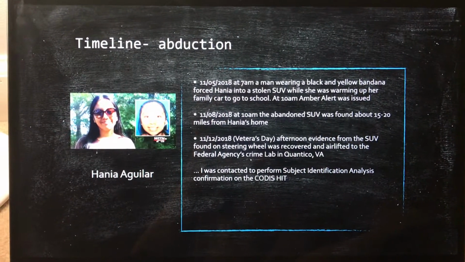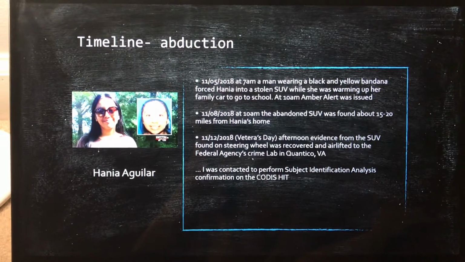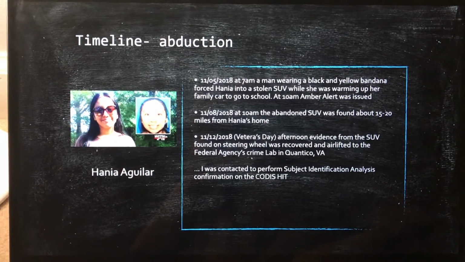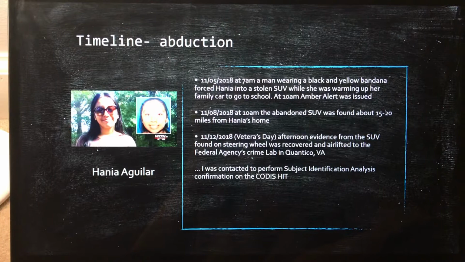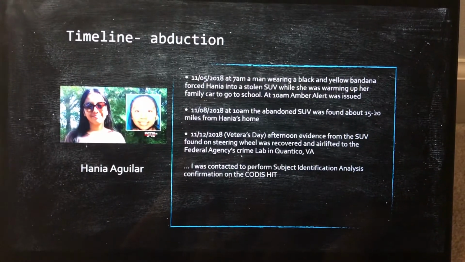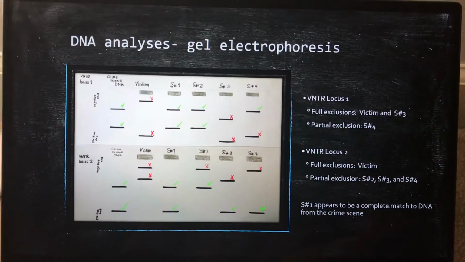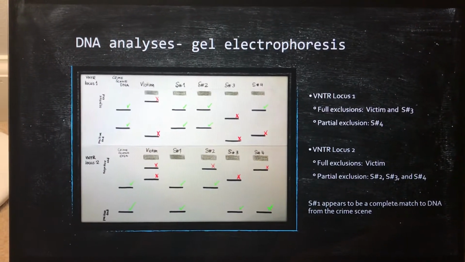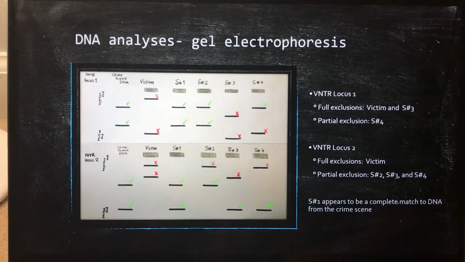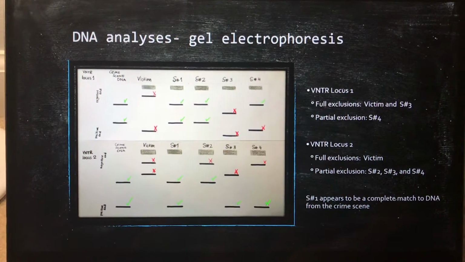That's when the North Carolina State Crime Lab was contacted, and I was asked to perform a subject identification analysis confirmation on the CODIS set. Analysts performed DNA analysis robotically, but let's assume that it was through gel electrophoresis.